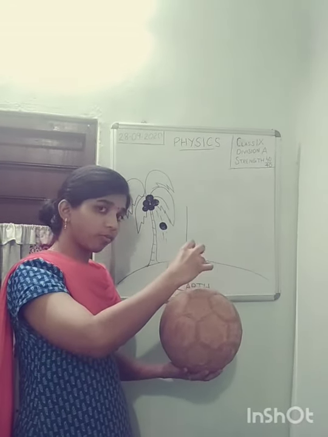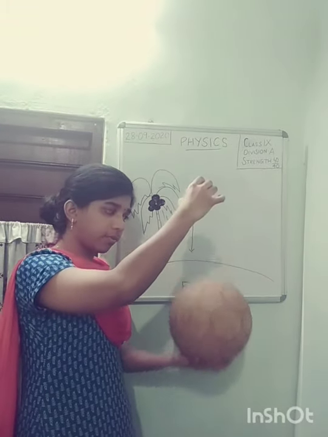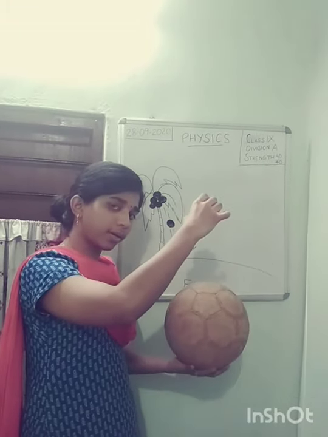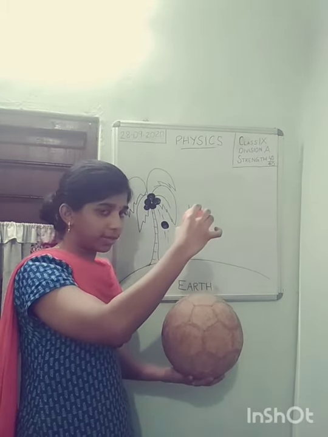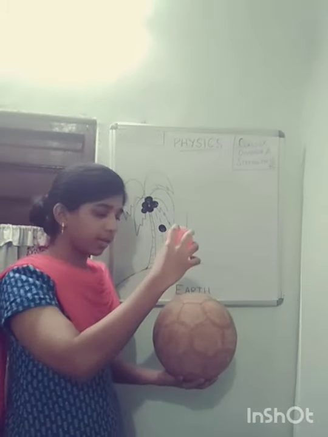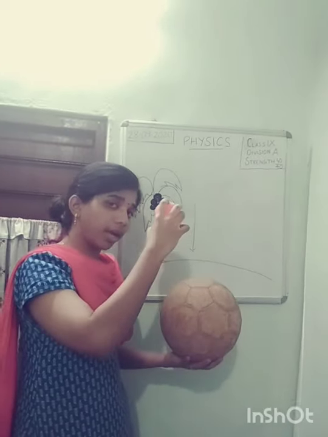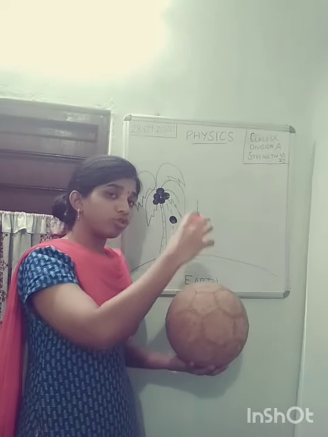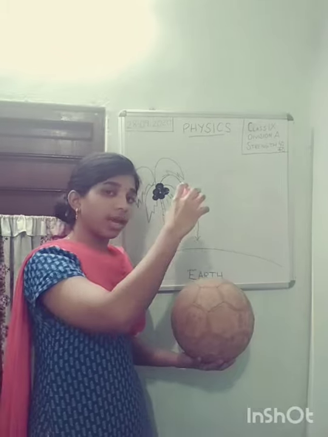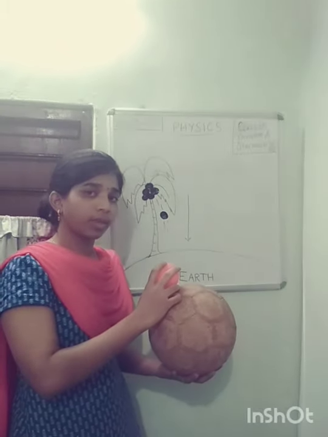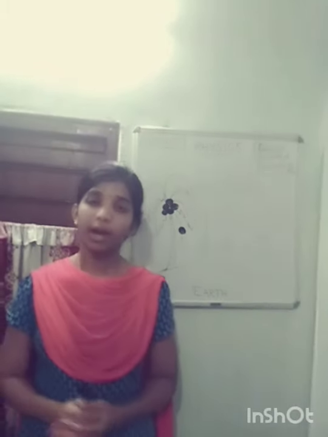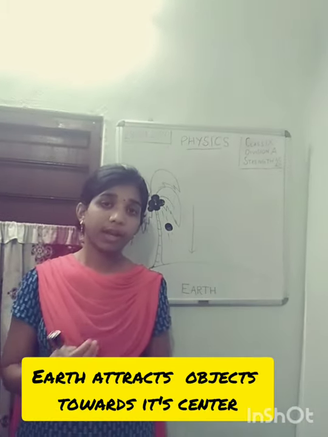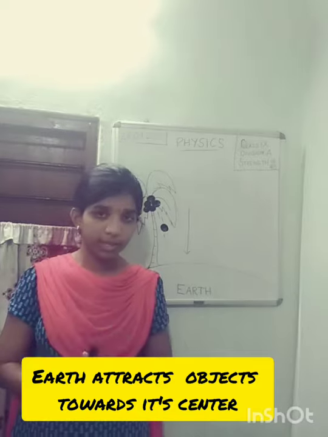Will earth be pulled to the coconut? We will see this in detail later. So here what did we learn? Here we learned that earth has the ability to pull any object in the downward direction. Earth has the ability to attract objects towards its center.